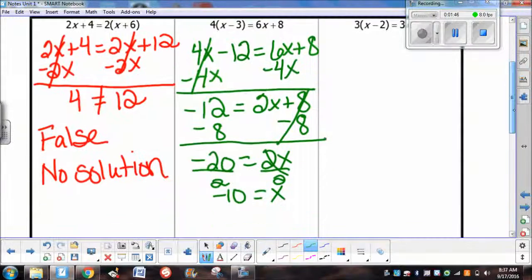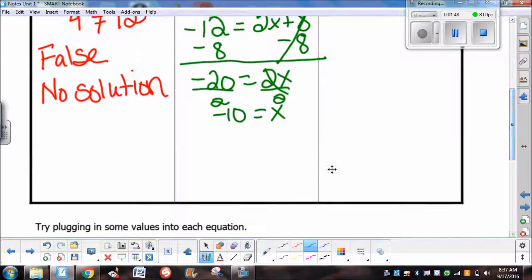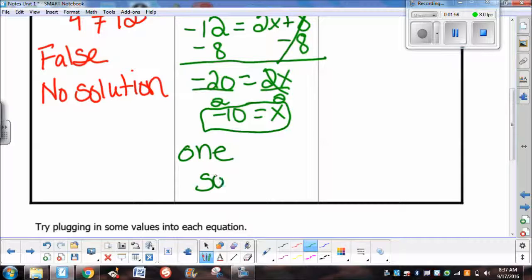Okay? So that's the case that we deal with the most. There is one answer that is correct. One answer is true. So this is just one solution. These are the types, again, like I said, that we deal with the most.